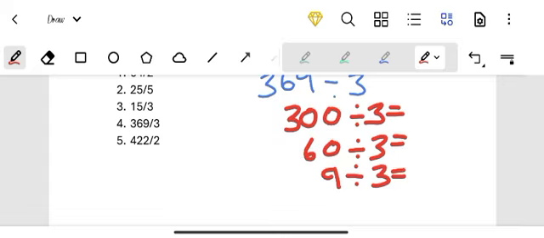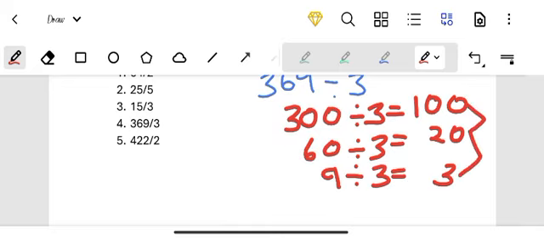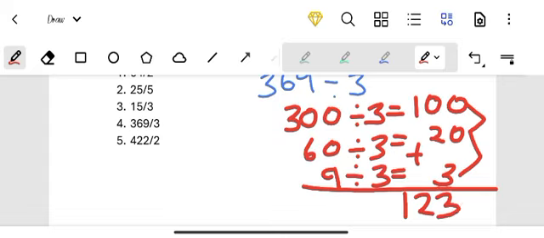300 divided by 3 is 100. 60 divided by 3, let me see. 3, 6, 9. Oh, sorry. It's 20. Yeah, it's 20. 9 divided by 3 is 3, 6, 9, so it's 3. So 2, 4, 6, yes. So that plus that plus that is equal to 100, and let me just throw a line there and write a plus there. So it's 123. And you are done. I hope this is making sense.